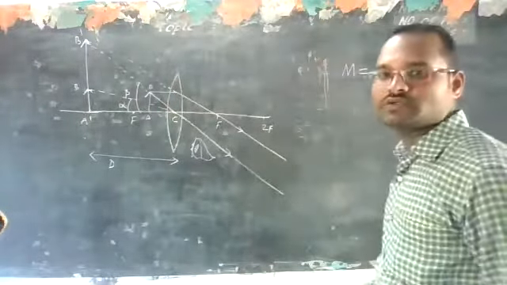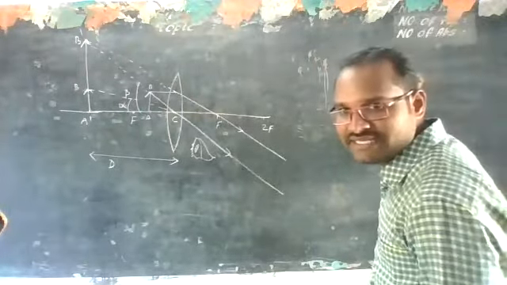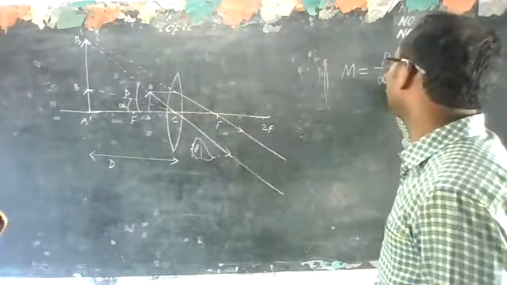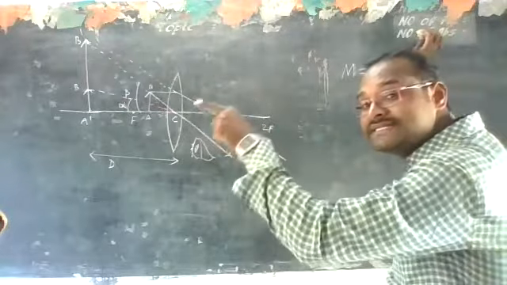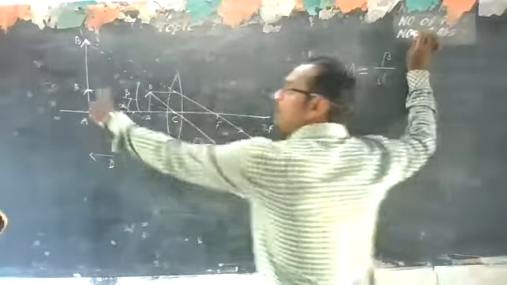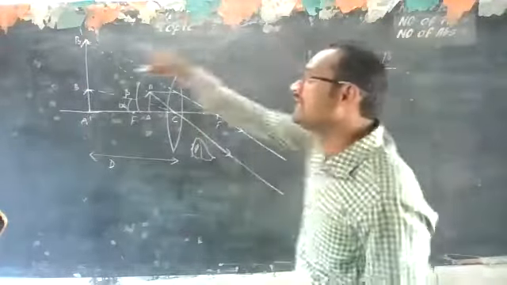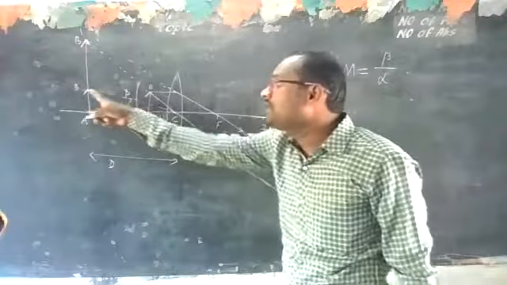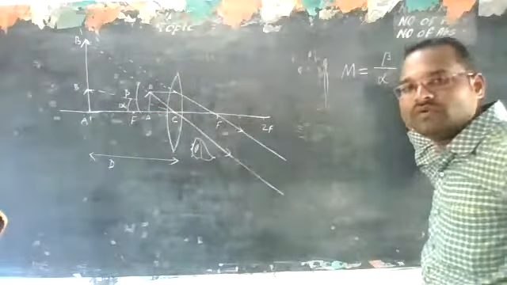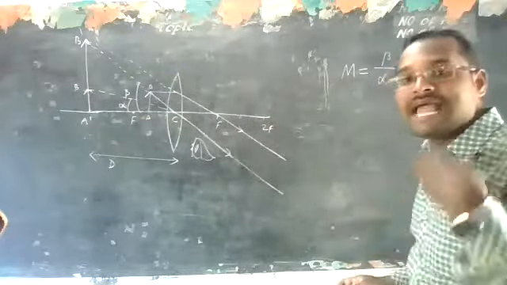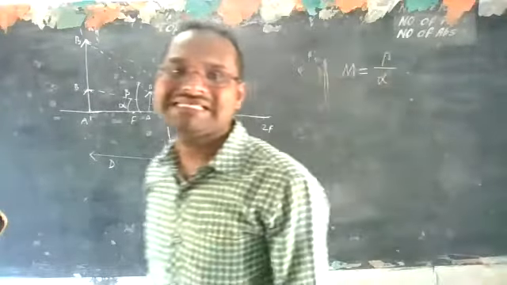Now, the magnification of a single microscope we will define like this: the angle subtended by the image at the eye to the angle subtended by the object at the eye, when both are located at the least distance of distinct vision. When both object and image are at the least distance of distinct vision, how much angle the image will make, beta, to how much angle the object will make, alpha. That ratio we call magnification. This magnification is also called angular magnification because we are defining it in terms of angles.